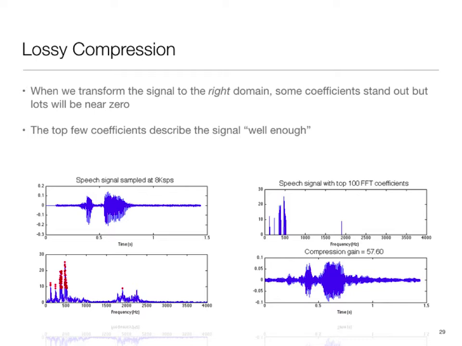So if I could somehow view this as a sampling problem in a different domain and then focus on the more interesting coefficients, then I'm good to go.